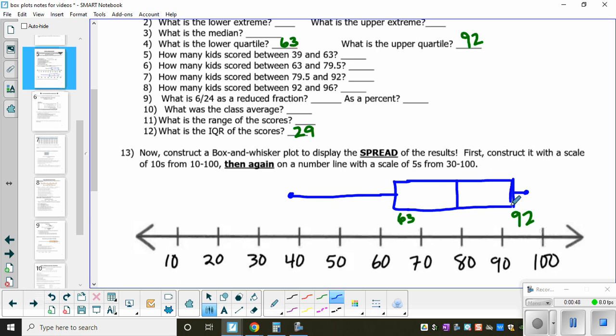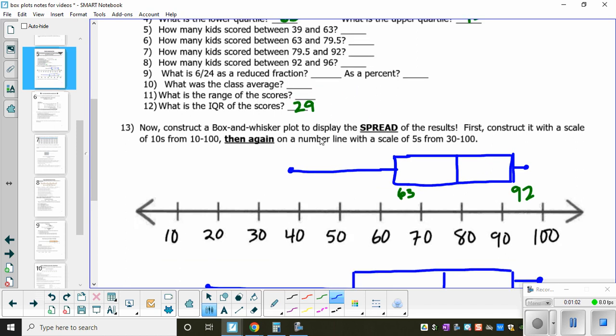So you have your upper quartile and your lower quartile, and the interquartile range is simply the answer when you subtract those two. So if our upper quartile was 92 and the lower quartile was 63, if we subtract, the IQR is 29 here.